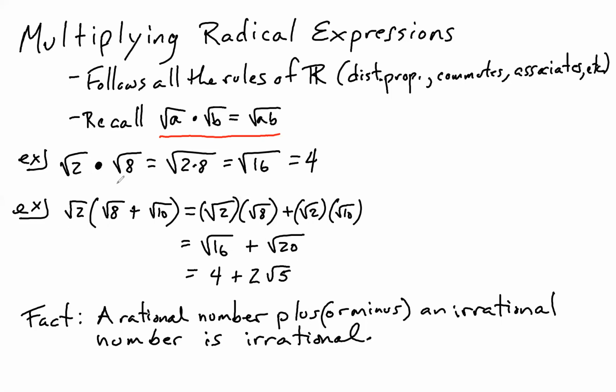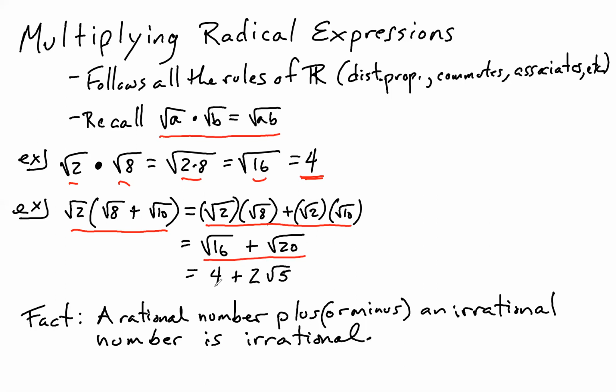So I'm going to take the 2 and the 8 and multiply them together. As it turns out, that's 16, and radical 16 is 4. So hey, an irrational number times another irrational number might be rational. Here's another example of multiplication. Since they're all real numbers, they do follow the distributive property. I'm going to take radical 2 and distribute it into the radical 8 plus radical 10. We do that right here.